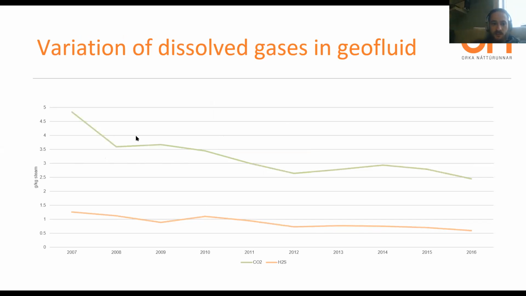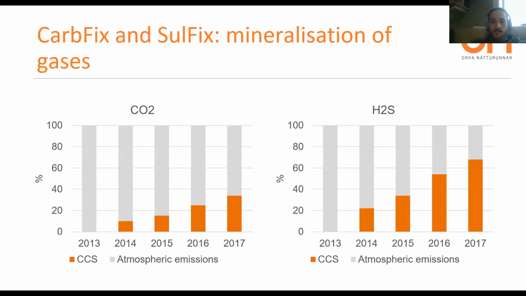This also shows that the chemistry of geothermal wells changes over time. Let's say there were much higher grams of CO2 and H2S, and over time the chemistry of the well itself begins to change. This is for CarbFix and SulFix, showing the increase in CO2 emissions captured. Before, 0% were being captured at Hellisheiði, and CCS stands for carbon capture and storage. Increasingly, and it has stayed at this point right now, around 33% of CO2 emissions are being captured, and around 60% of the H2S emissions are being captured. This shows the benefit of CarbFix and SulFix.